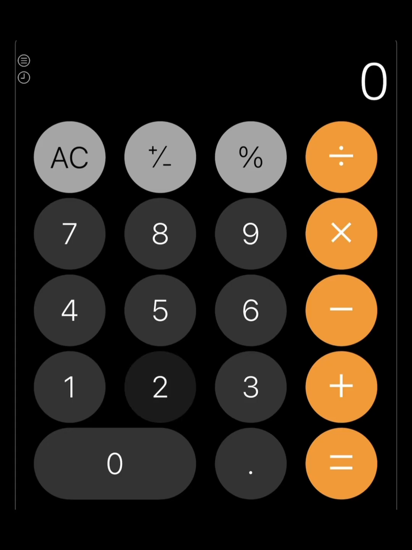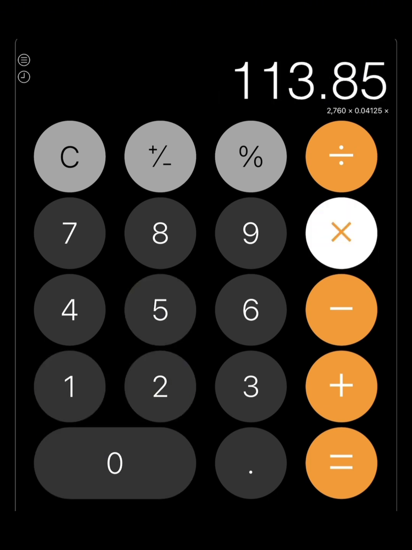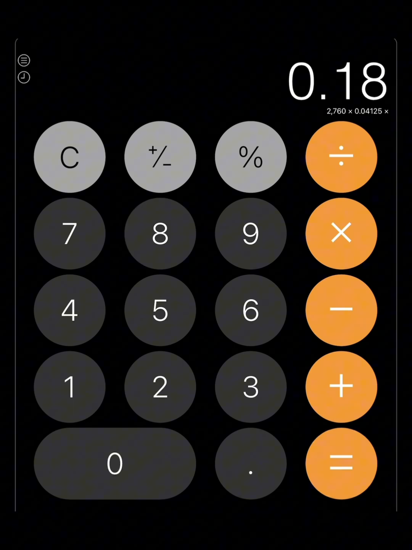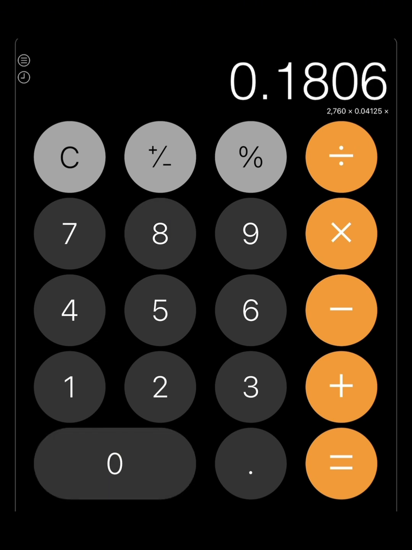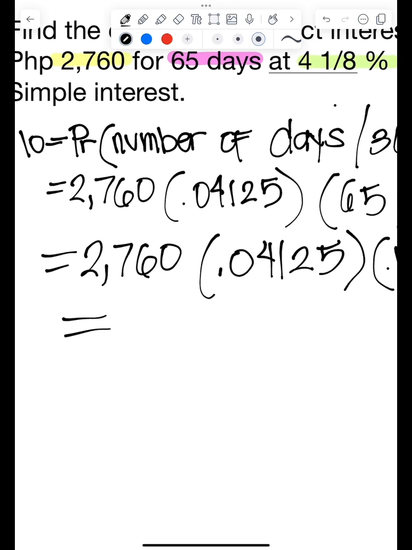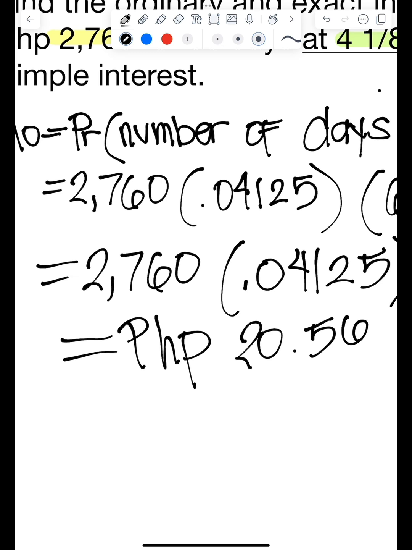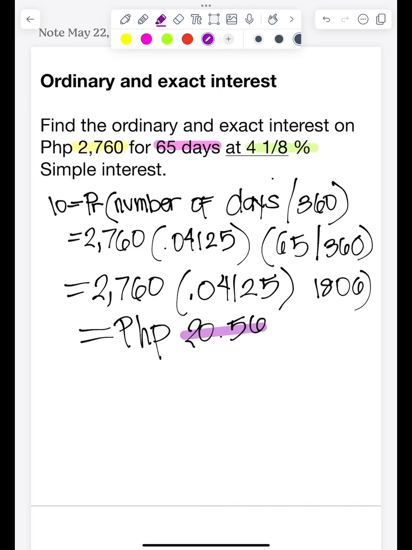After that, we need to multiply 2,760, 0.04125, and 0.1806. Now we have 20.56. We have to put here the peso sign. Our answer is 20.56, and that's how we get the ordinary interest.